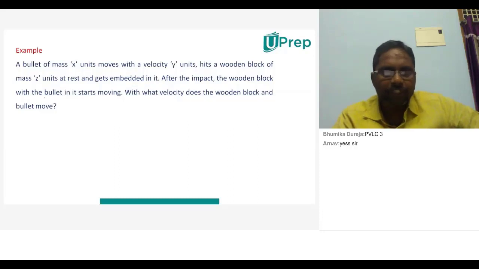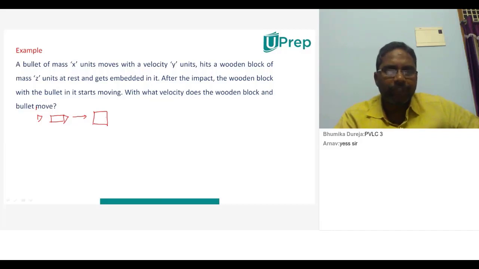Now one bullet is there like this, a very small bullet, and this bullet is moving towards a wooden plank like this. Before collision this bullet is coming with some velocity, and this wooden plank is at rest actually.